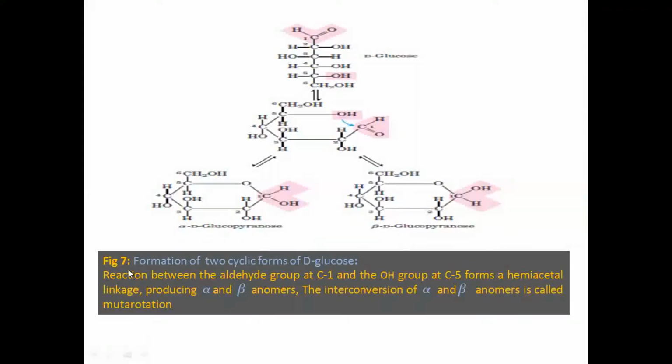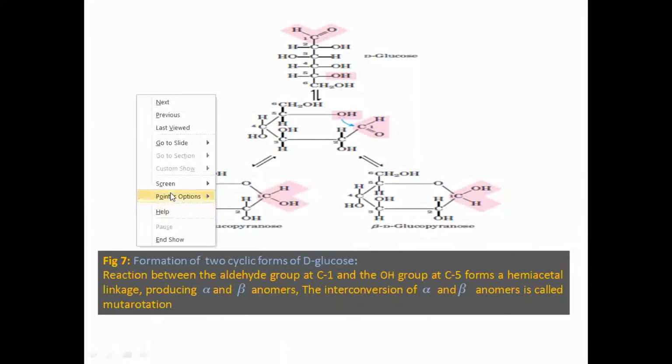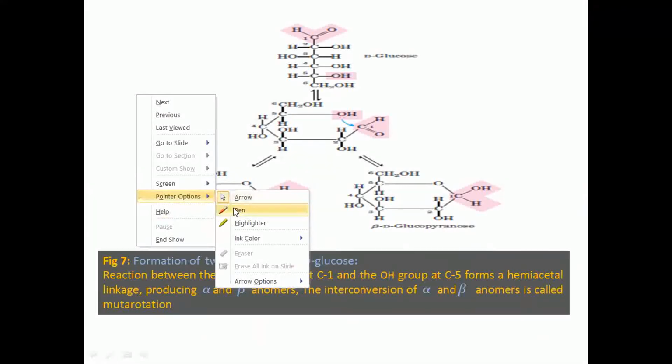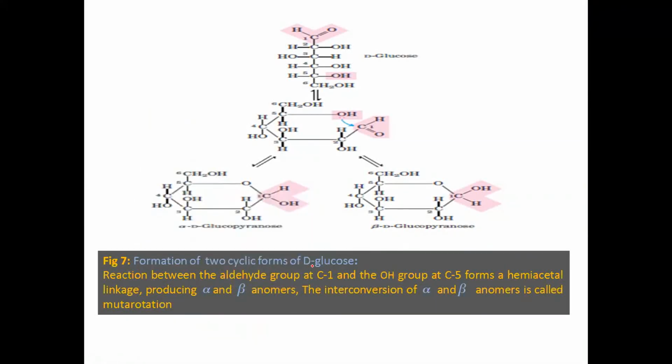This is also shown in figure 7, the alpha and beta anomers, formation of two cyclic forms of D-glucose. It is the reaction between aldehyde group at C1 carbon and OH group at C5 carbon forms a hemiacetal linkage and producing alpha and beta anomers. The interconversion of alpha beta anomers is known as mutarotation.